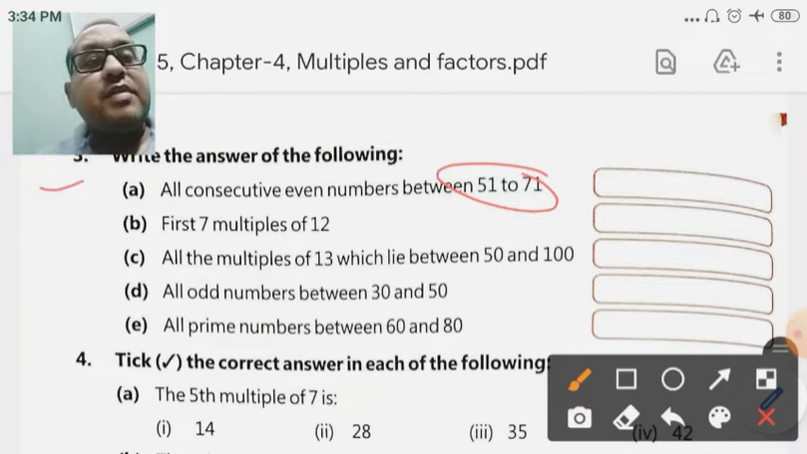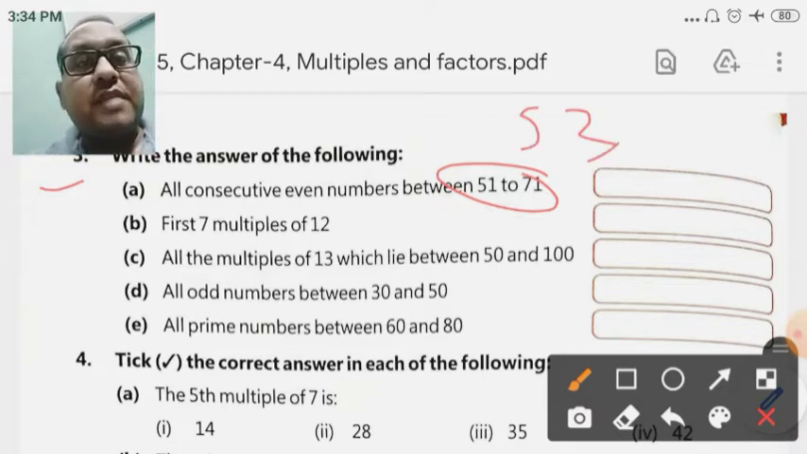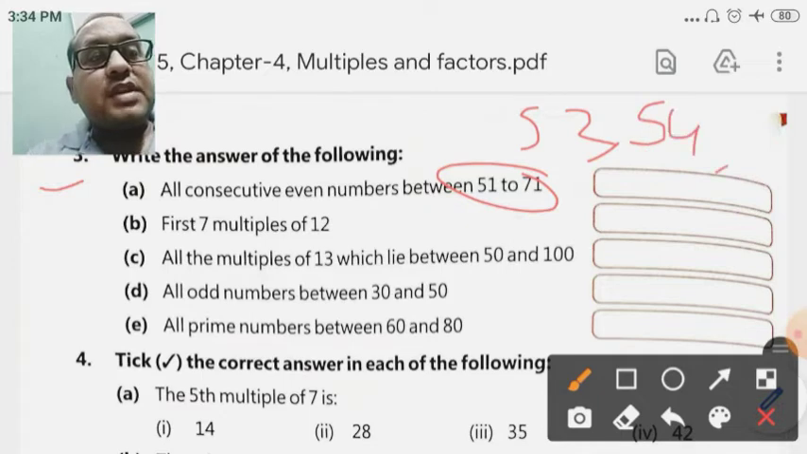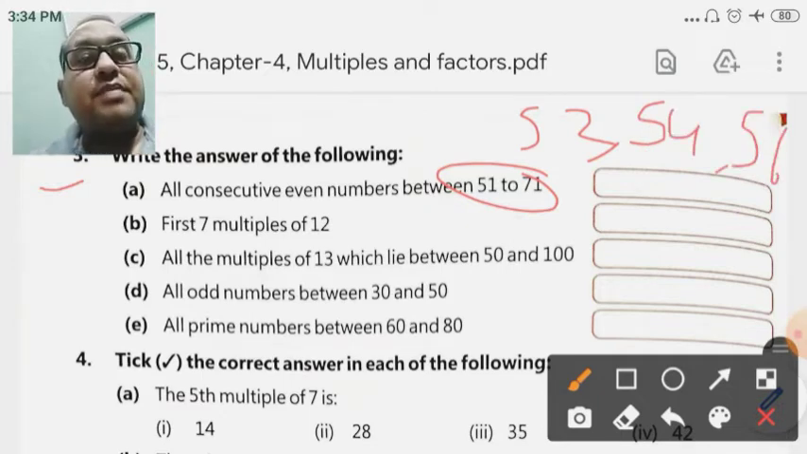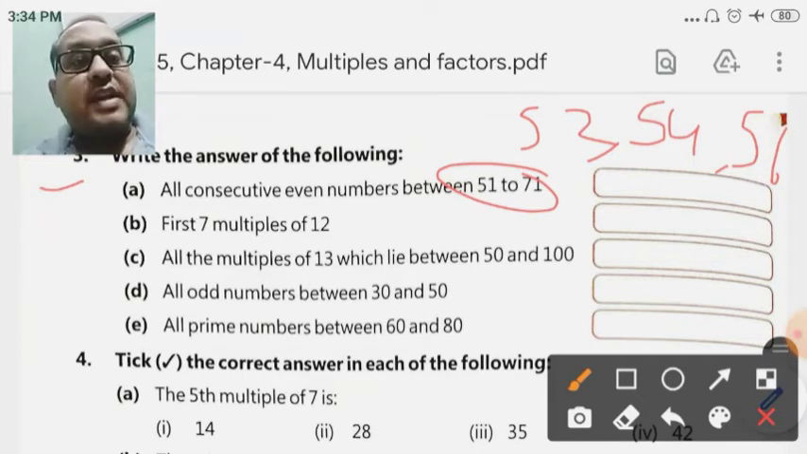So after 51 it is 52, yes, and then 53, which is not an even number. Then it is 54, then 55 is not even, then it is 56. Similarly, it is 58, 60, 62, 64, 66, 68, then 70, and after 70 it is 72, which is more than 71. So the limit is up to 71 or less than 71, and the last one is 70. These are the consecutive even numbers.